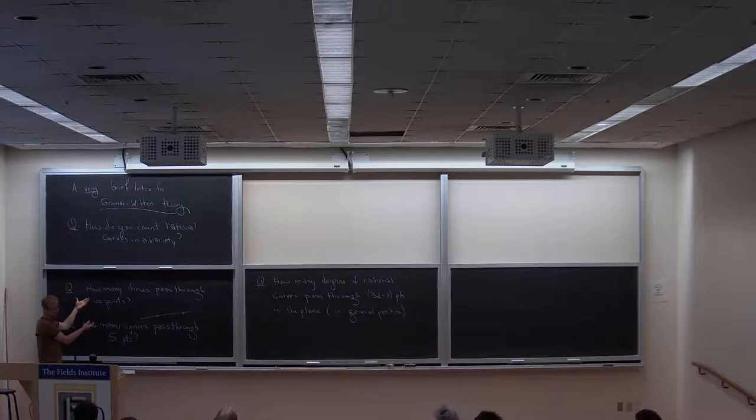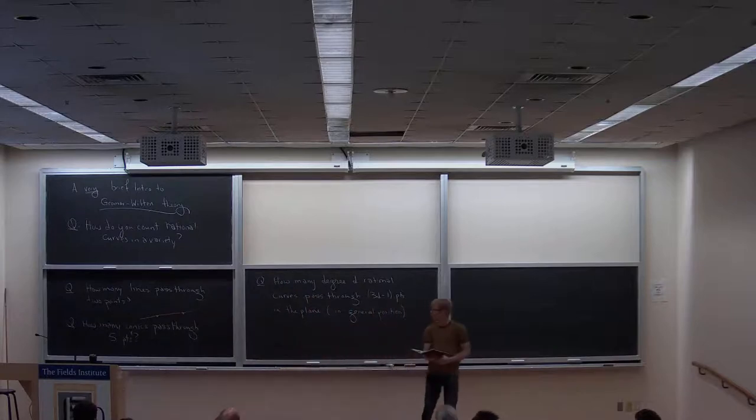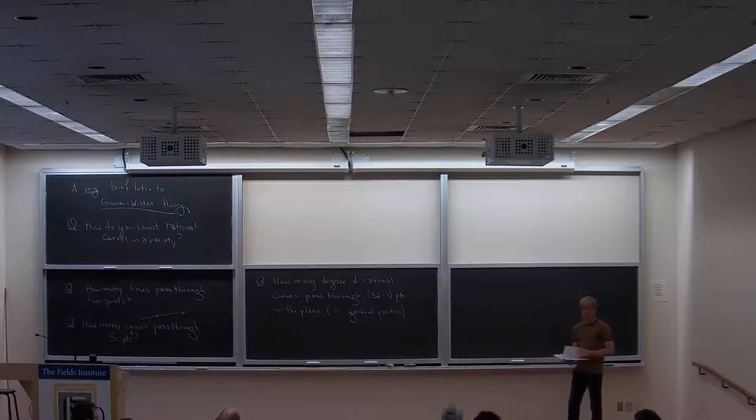3D minus... or 3 times 1 minus 1 is 2. 3 times 2 minus 1 is 5, and so on and so forth. Now, it's pretty easy to see that there's a unique line passing through 2 points, but why is it that degree D rational curves should pass through 3D minus 1 points? Why should we get a finite answer to that? And we can actually see this one relatively directly.